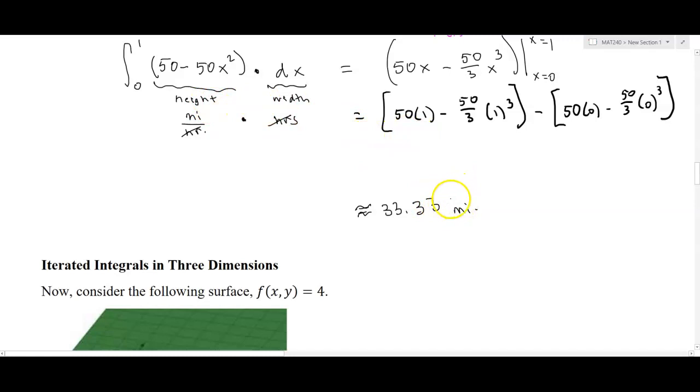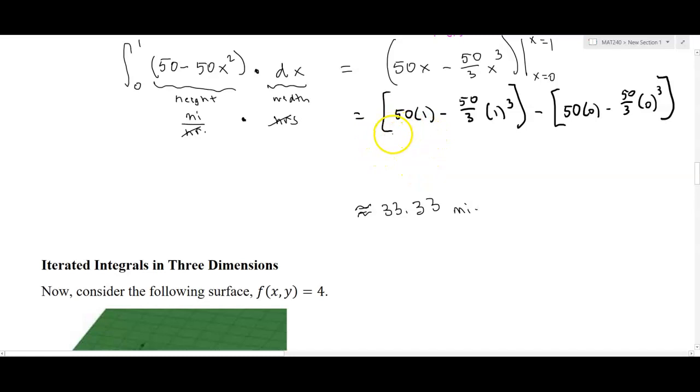So first of all, notice that this number is smaller than the overestimate that we computed, which makes sense because if we computed the overestimate, then the exact distance traveled is going to be smaller than the overestimate, and that comes out to 33.33 total miles. Great, so now we know how to calculate total area.